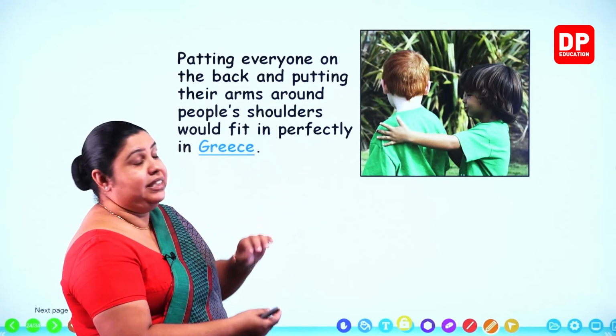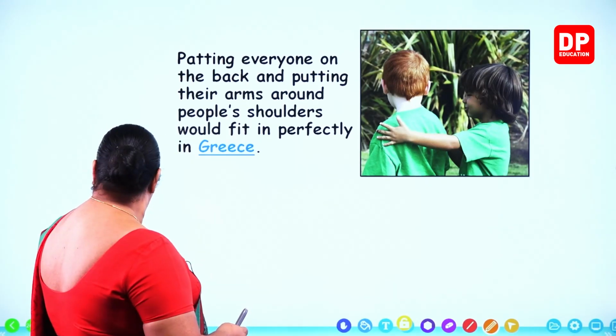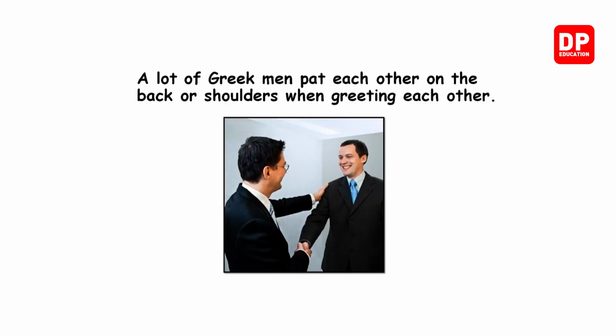But what they do is they tap on the back and they put their arms around the shoulder of each person. A lot of Greek men pat each other on the back or shoulders when greeting each other.